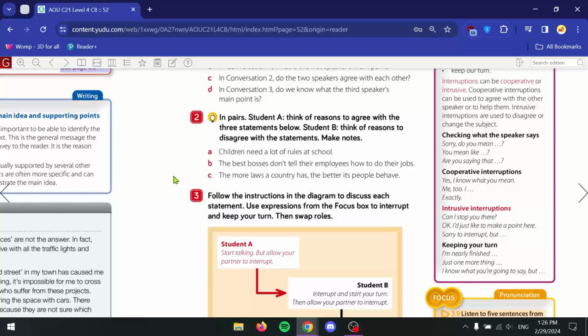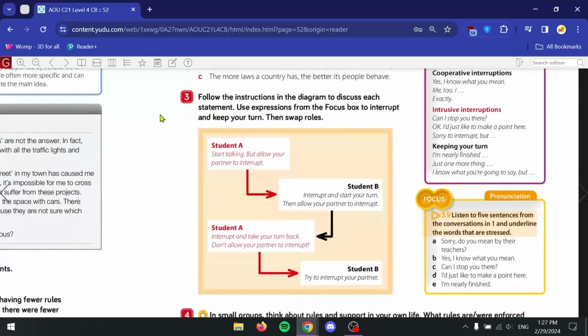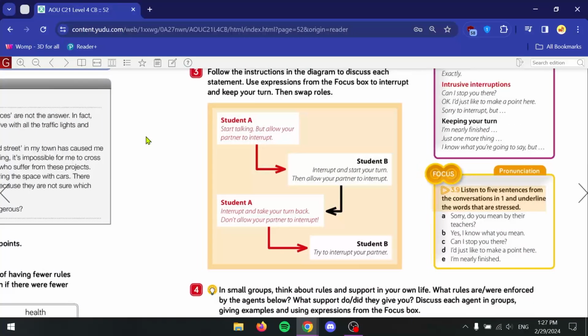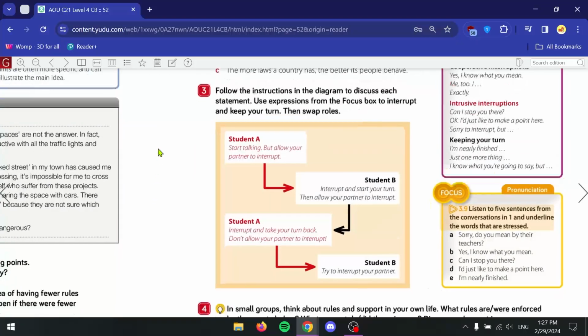C, the more laws a country has, the better its people behave. My positive would be yes, because it tells people that if these laws are broken, you will be punished. And if the laws are fair and make sense, then the country runs smoother. Okay? What else do we have? I think that's about it.